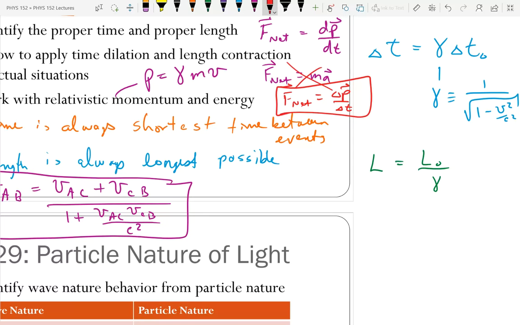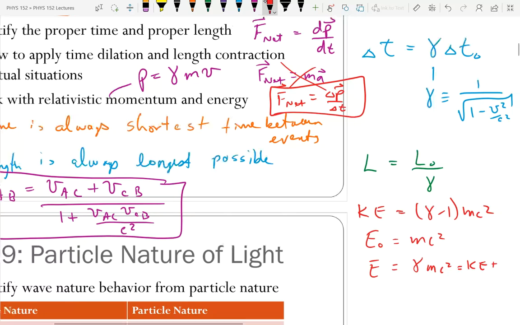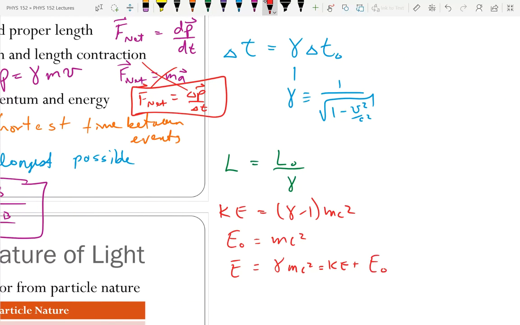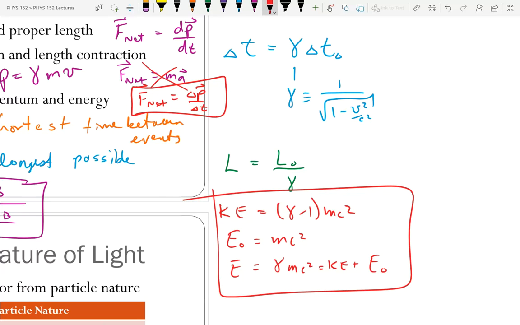And then finally, for energy, we learned a whole new thing. We learned that kinetic energy is equal to gamma minus 1 times mc squared. Rest energy is equal to mc squared. And total energy is equal to gamma mc squared. So we have these new relations for energy, and you may have to do something with those.